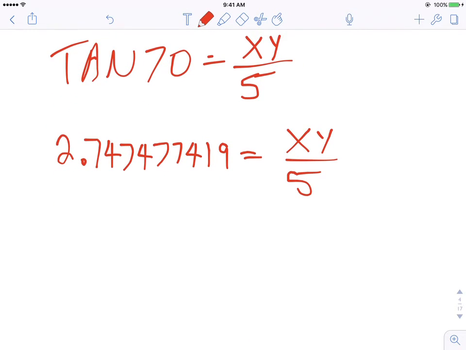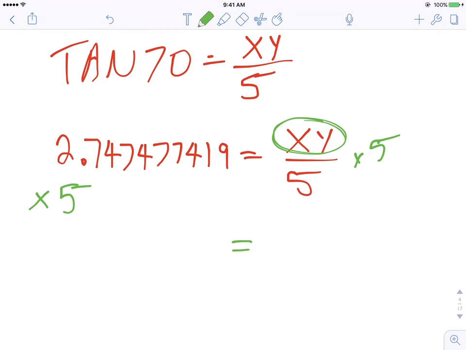Well, now what? We need this XY by itself. This is what we're looking for. This is what we're trying to solve for. So how do I get rid of that 5? I multiply by 5. This is XY divided by 5. So in solving equations, we multiply, or in this case, we do the opposite of divide. So we multiply by 5. Because I multiply on the right-hand side, I multiply on the left-hand side.